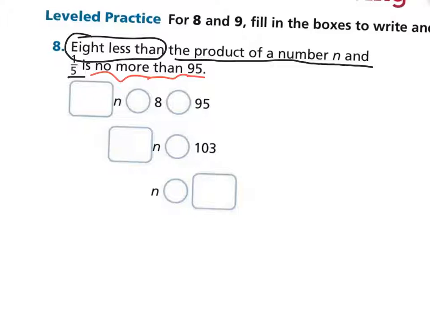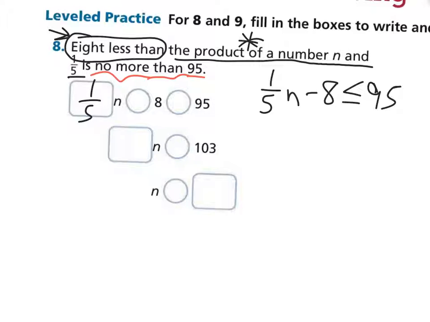So if we look at the part with the variable first, it says the product of a number n and 1/5. So that would be 1/5 n. And then the first part, it says 8 less than that. So 8 less than that, we're going to subtract 8. And then is no more than 95 means less than or equal to. So that would be our inequality. And I know we could just fill in some blanks here, but make sure you're able to come up with that inequality without having any guidelines as well.